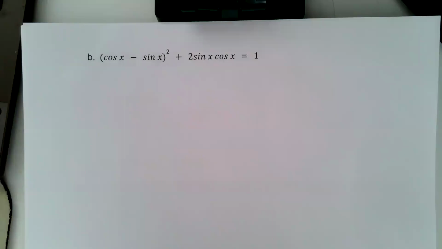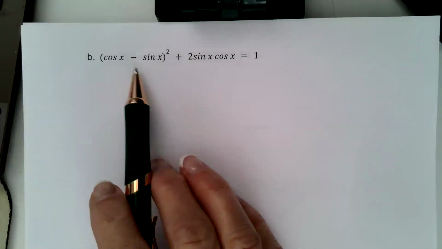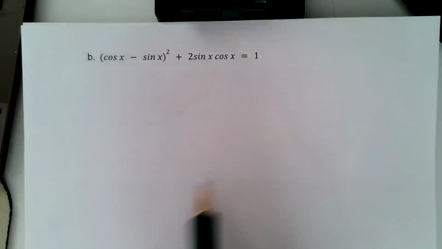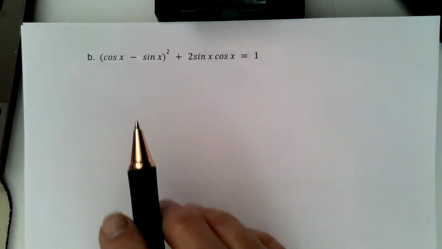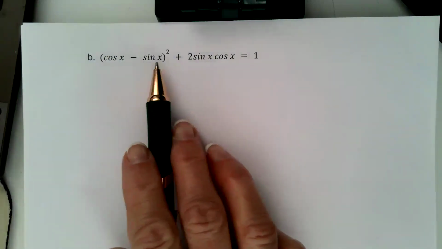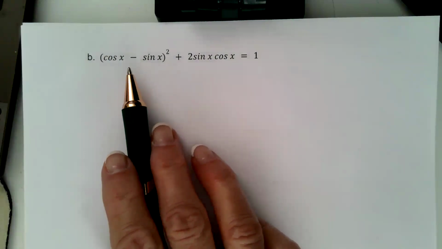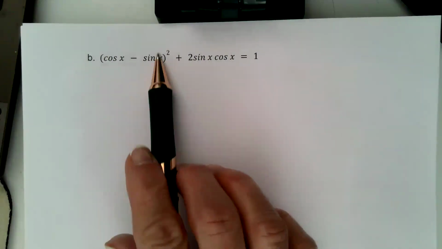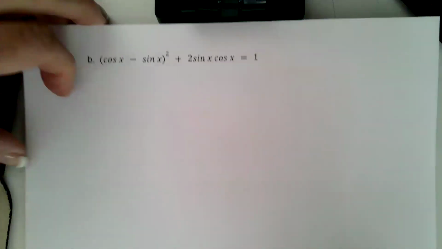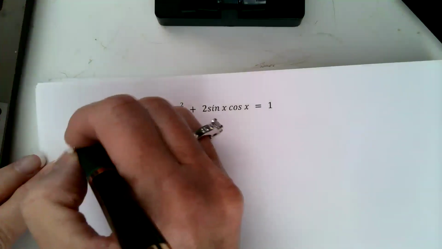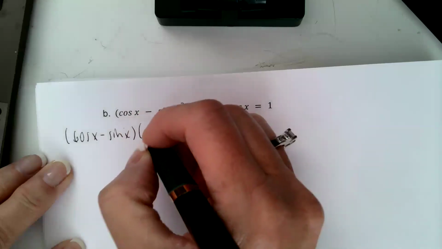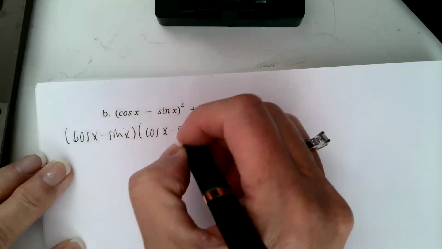Okay, letter E. So now we have cosine x minus sine x squared plus 2 times sine x cosine x equals 1. So cosine x minus sine x themselves, that expression is not an identity, but I could multiply this out. So I'm going to multiply this square here.